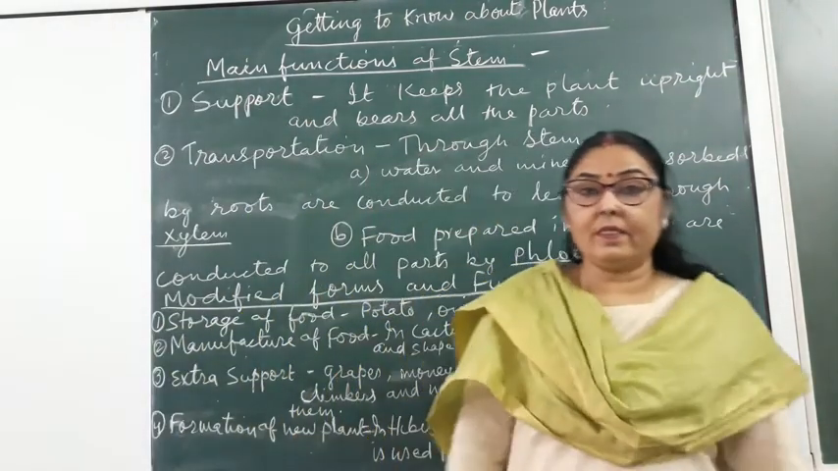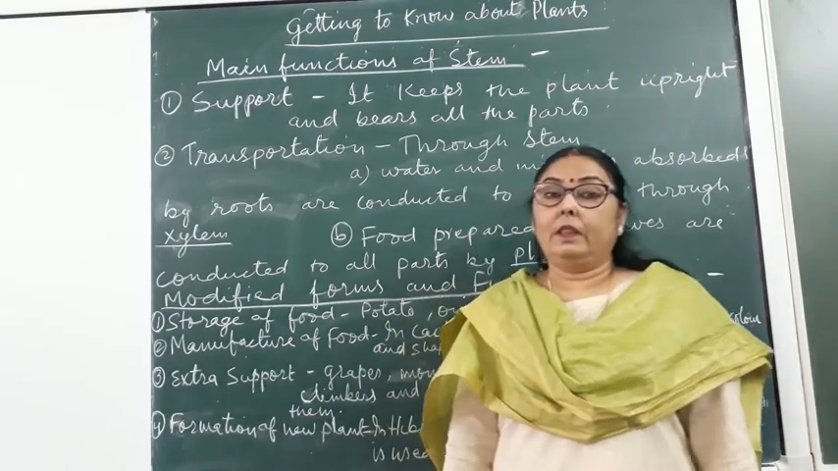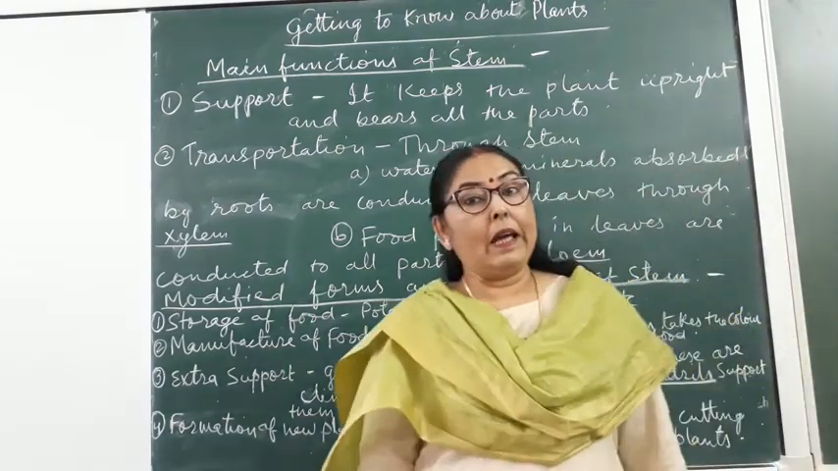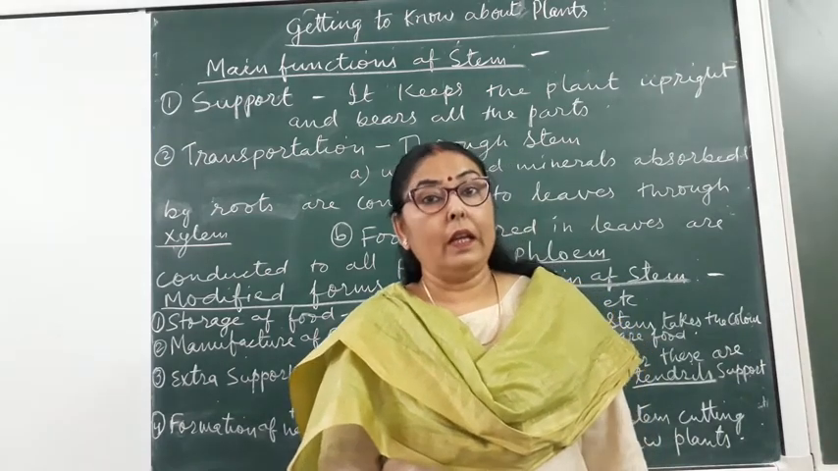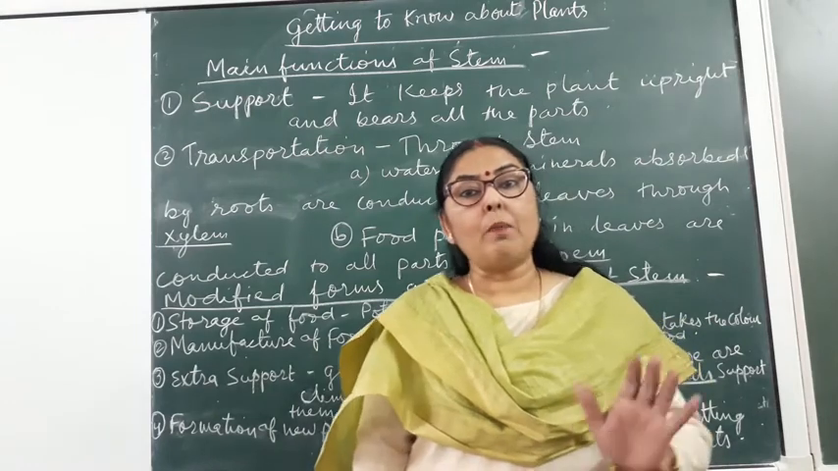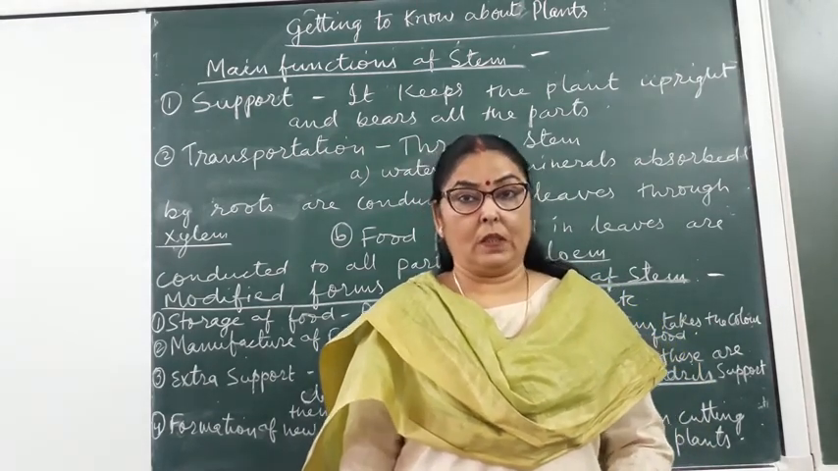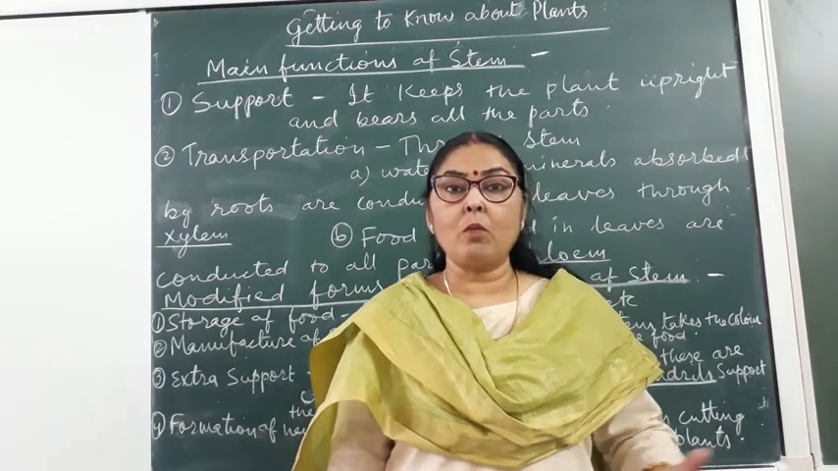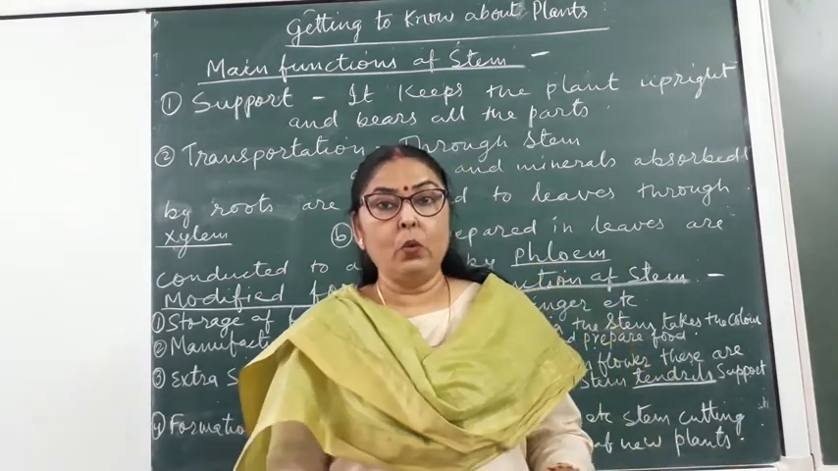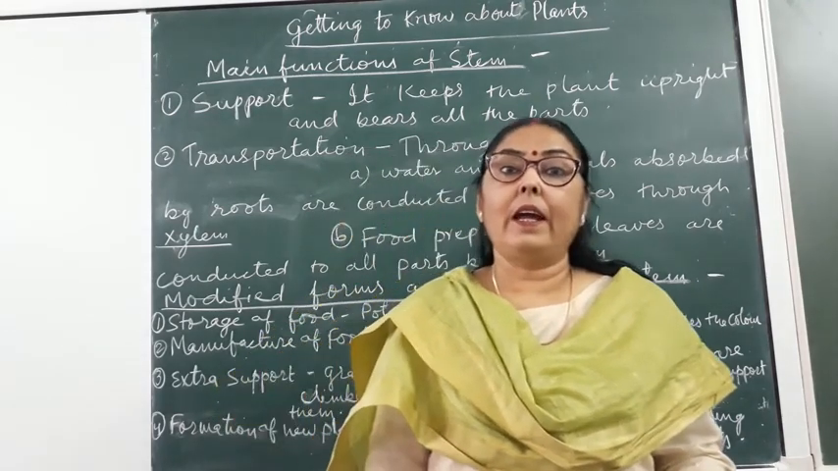So students, now we will read about the functions of the stem. As I have told you in the previous video about roots, all the parts of plants perform their own function. There are not more than 5 organs in the plant: root, stem, leaves, buds, flowers and fruits.